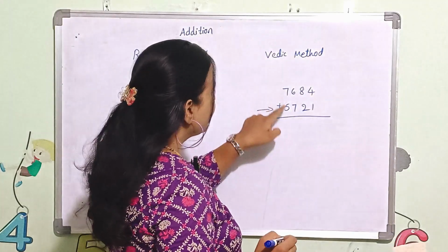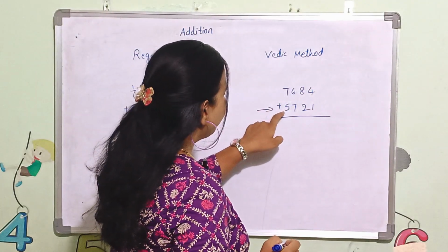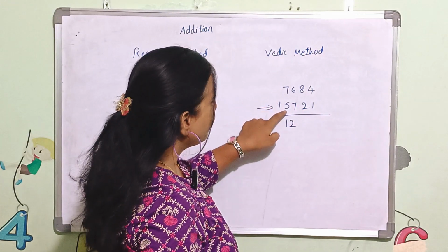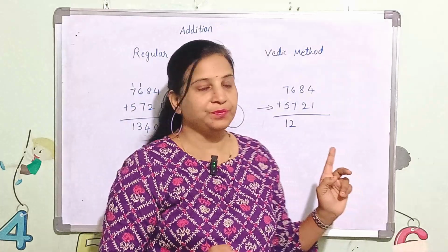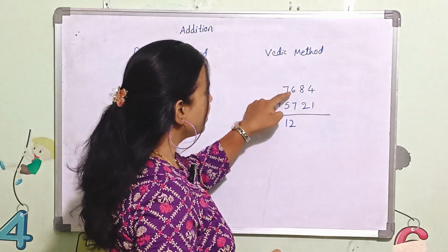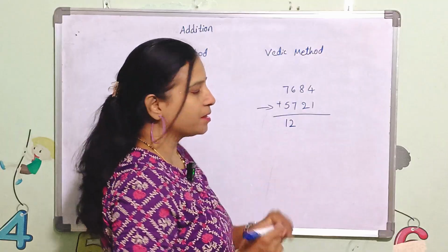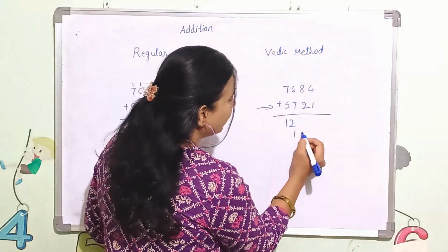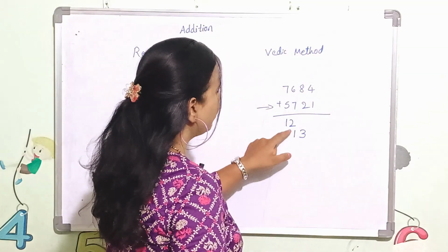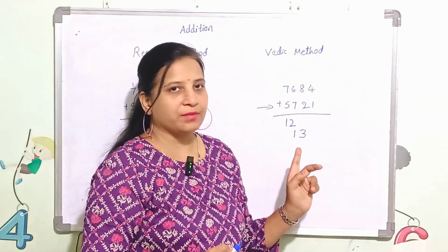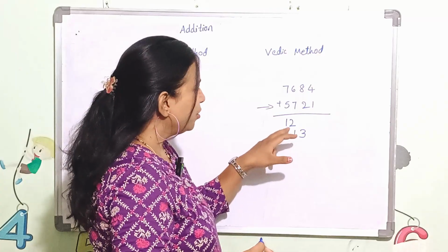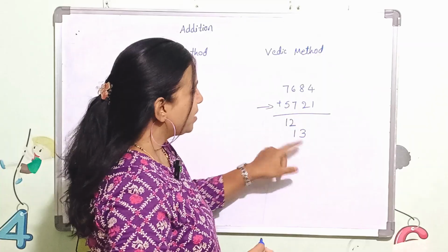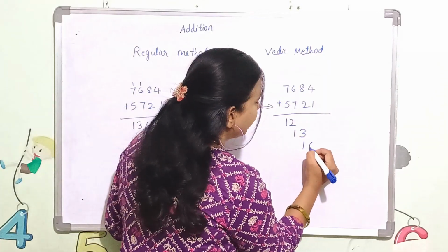So let's start. 7 plus 5 is 12 and 6 plus 7 is 13. So you have to leave this last number and then you have to write below the unit digit these two numbers. And 8 plus 2 is 10. So you have to write it like this.